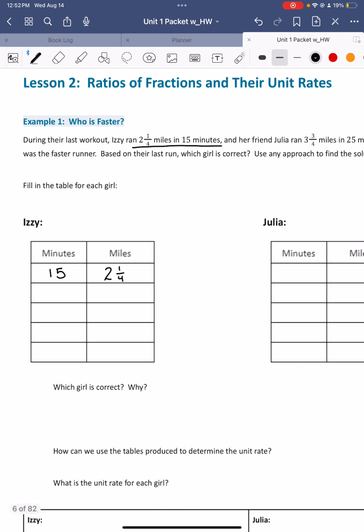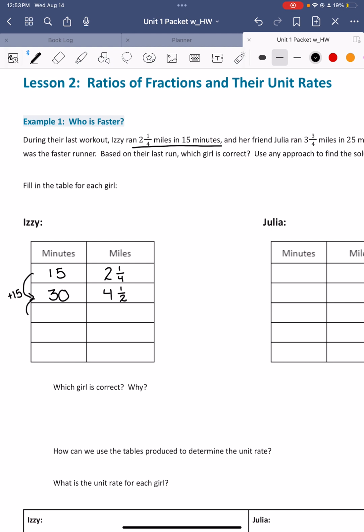If we wanted to continue filling in the remainder of our table, we know that every 15 minutes, Izzy's going to run 2.25 miles. So I can just add another 15 minutes. Well, 15 plus 15 is 30. So after 30 minutes, her mileage should double from what we started with. So 2.25 plus 2.25 would be 4.5.